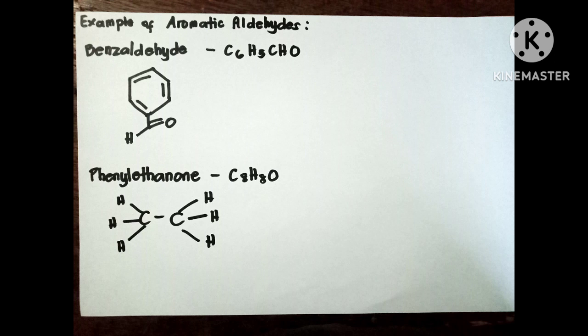Example of aromatic aldehydes. First example is the benzaldehyde. The formula is C6H5CHO. Second is the phenylethanone. The formula is C8H8O.